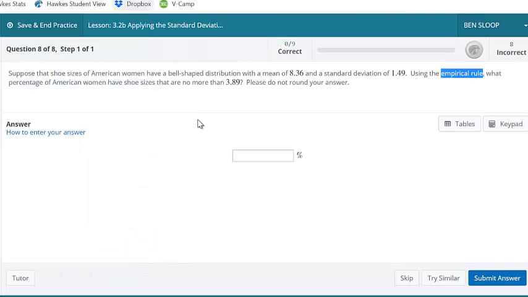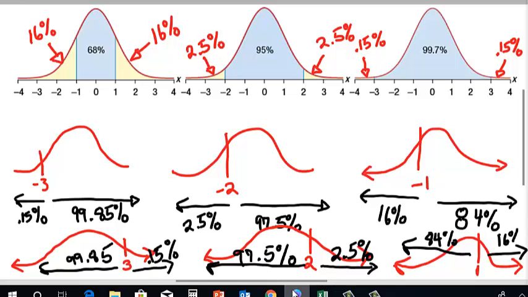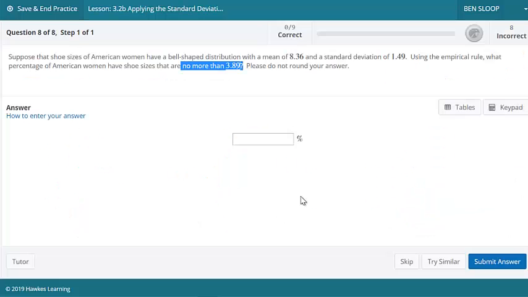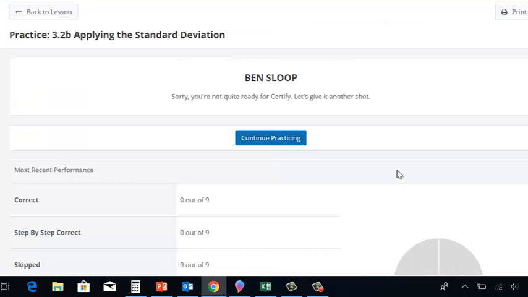So we're -3 standard deviations. We're 3 standard deviations to the left. So what we want is no more than that. So not more, that's going to be the area to the left. So if I come back here, the area to the left of -3 is 0.15. So this would be 0.15%. Okay, so I hope those hints will help you with section 3.2b.